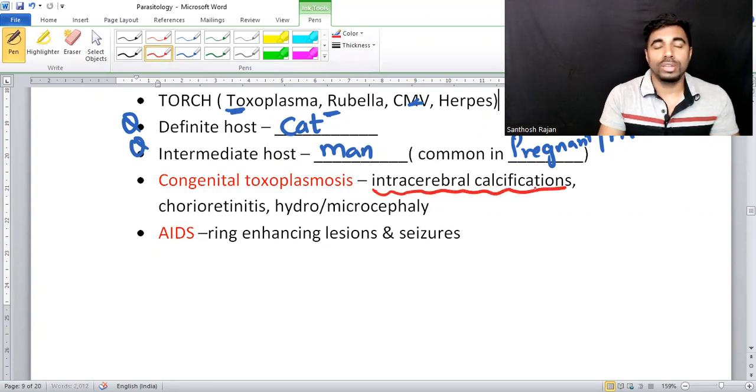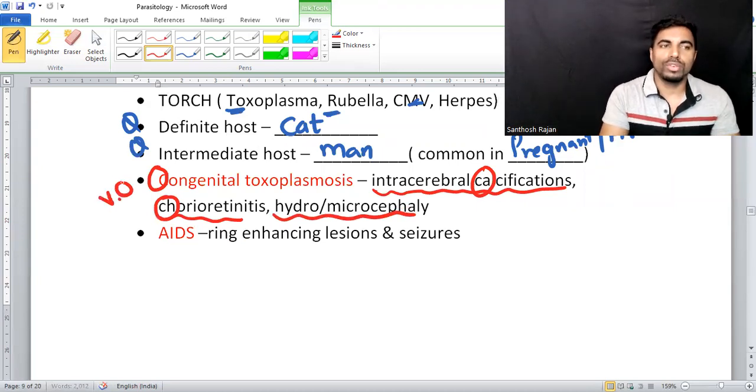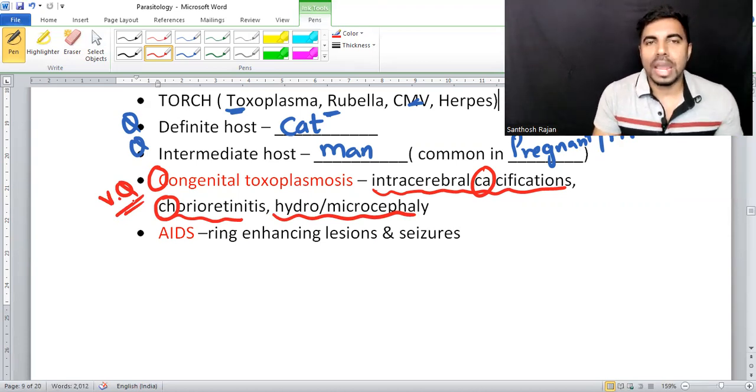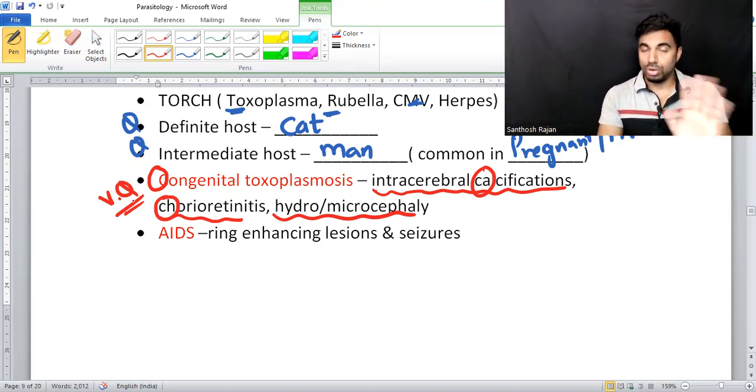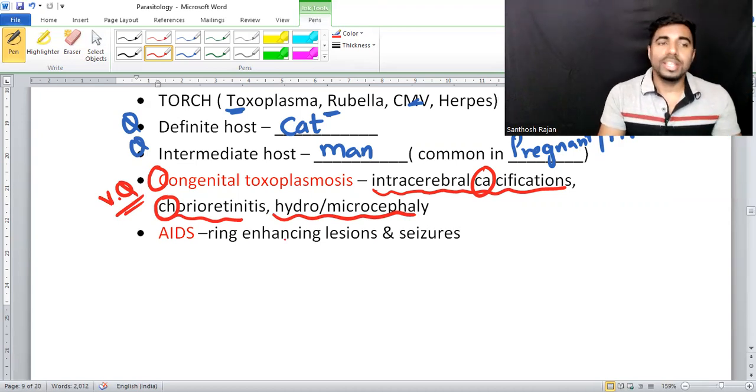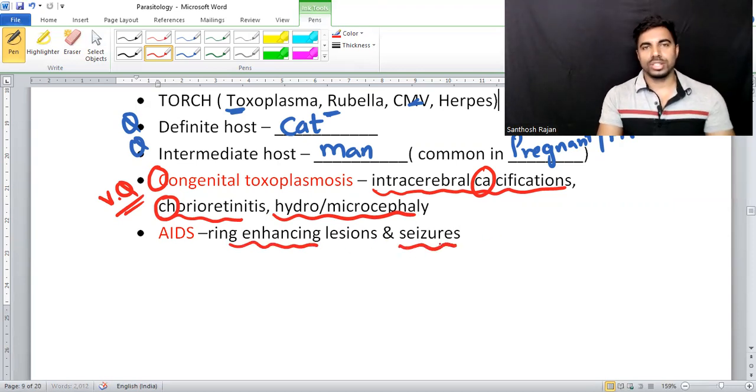Most it affects the brain. You can have intracerebral calcification. You can have chorioretinitis and calcification. Okay, congenital: chorioretinitis, calcification, and also hydrocephaly or microcephaly. All are important points. You can have a question. They can ask you, a lady has been exposed to a cat at home and then she gets symptoms, identify what disease or what diagnostic test you will do and all. But in AIDS patients, it again affects the brain. You will have a ring enhancing lesion, and you can have seizures. HIV patients can have seizures. Remember. Okay, that's an important one here.